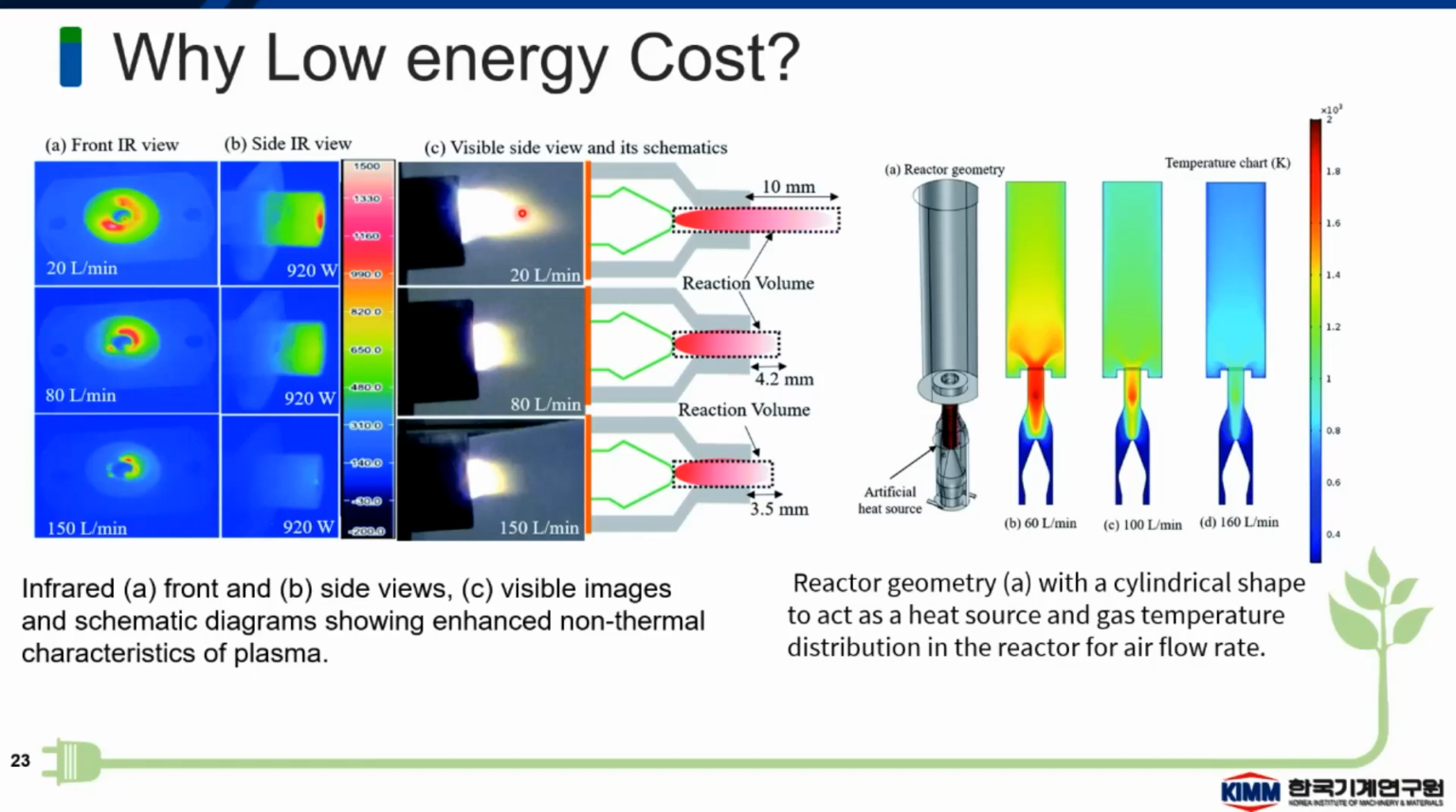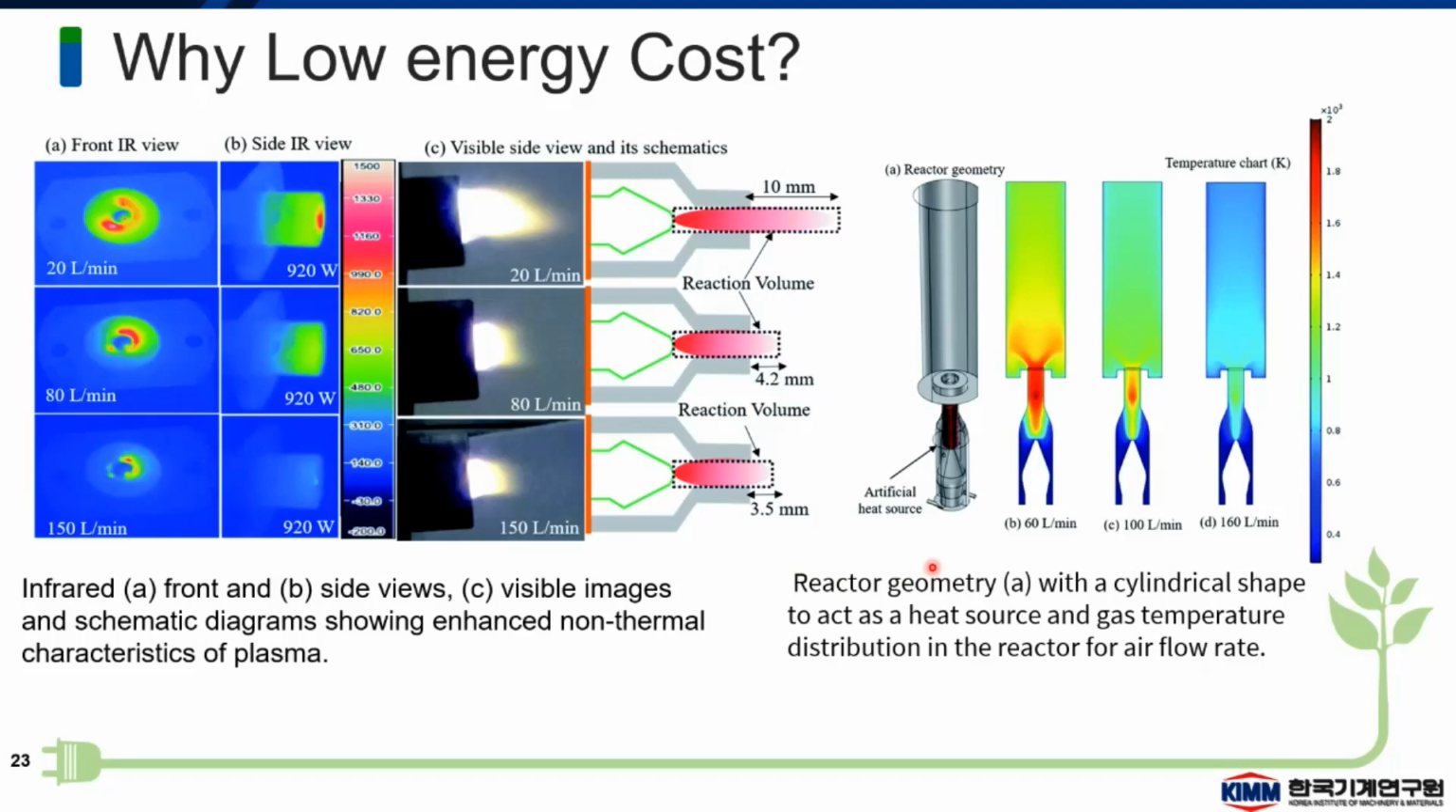This we can also see from the jet area. When specific energy is high and flow rate is low, the reaction volume is high, and when flow rate is high and specific energy is low, the reaction volume is low and the reaction is quickly quenched. In this way, we can get high energy efficiency.